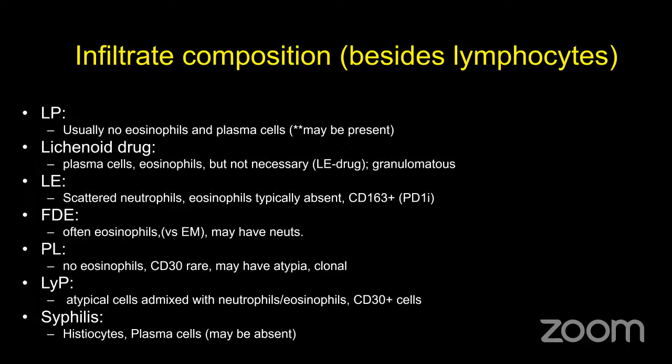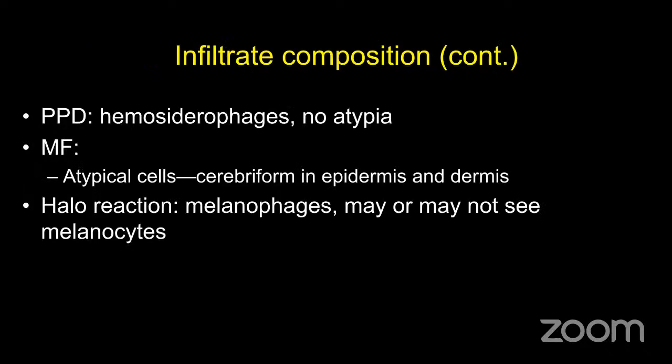I didn't mention this before, but sometimes you can see CD30 staining in lesions of pityriasis lichenoides, but those should only be staining the small lymphocytes, not the big atypical cells you see with lymphomatoid papulosis, which is classically positive for CD30. And with lymphomatoid papulosis, you have that interface wedge-shaped lichenoid reaction, but you have atypical cells there. And with syphilis, the infiltrate is going to be rich in histiocytes and usually plasma cells, but they might be absent. Hemosiderin in pigmented purpura.